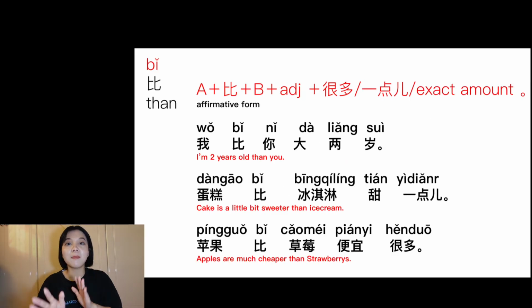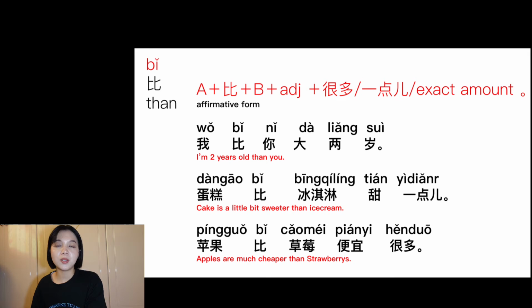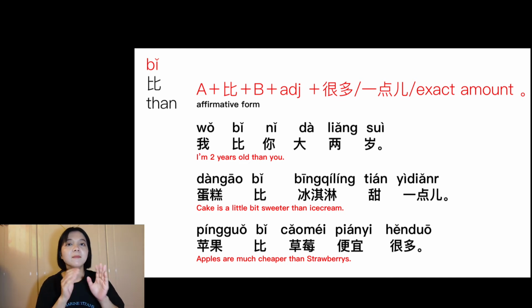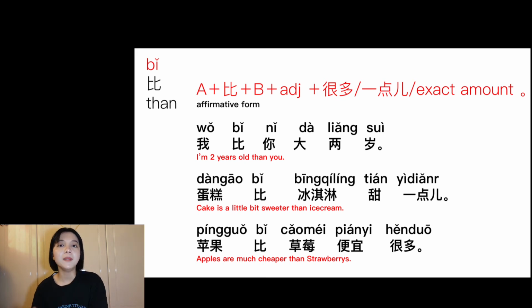And also when we compare stuff, sometimes we will add the exact number or exact amount. For example, I am 2 years older than you. I will say 我比你大2岁. 2 years is the actual age difference between us. So I add it after the adjective. So make a sentence like this: subject A, 比, then subject B, then add the adjective. After that, you can add much, 很多, or 一点儿, a little bit, or the actual amount. For example, 2 years old.